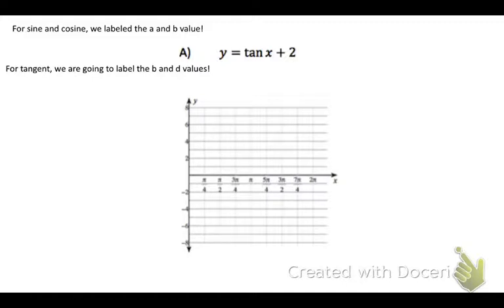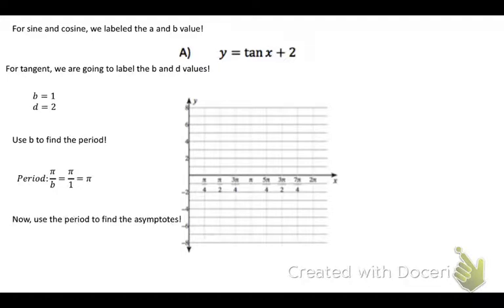You could, but we're not going to for our purposes. Okay, so our B value is 1. Our D value is 2. So we're going to use B to find the period. The period's pi over B, so that's pi over 1, which just equals pi.